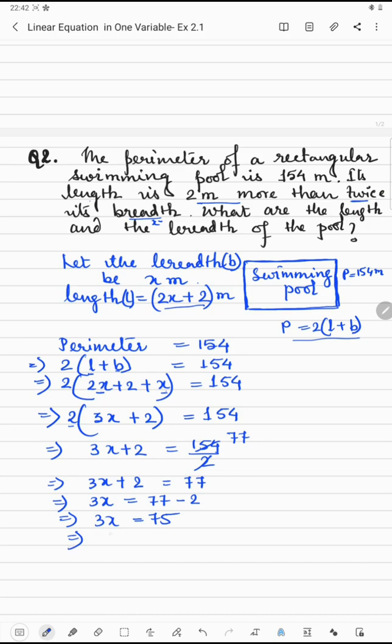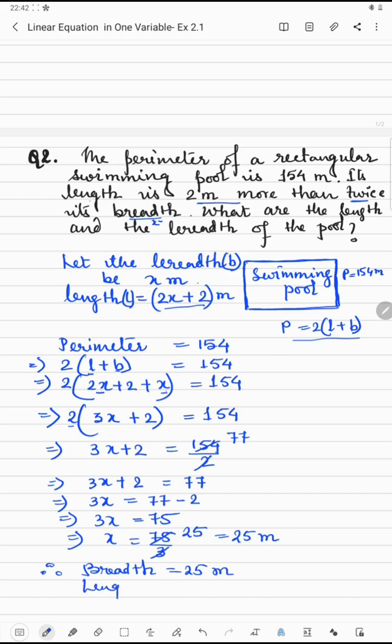Now 3x means 3 is multiplied by x. So x will be 75 divided by 3. So 3 25s are 75. So we have got 25 meter. Now see here we have considered breadth as x meter, which we have got 25 meter. That means therefore breadth will be 25 meter. Now we will have to find length, which we have considered 2x plus 2.